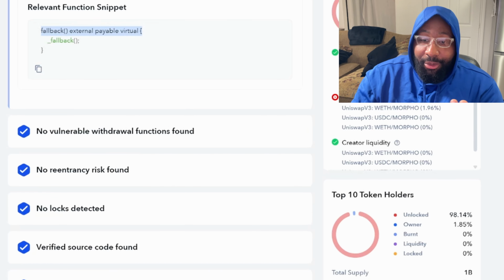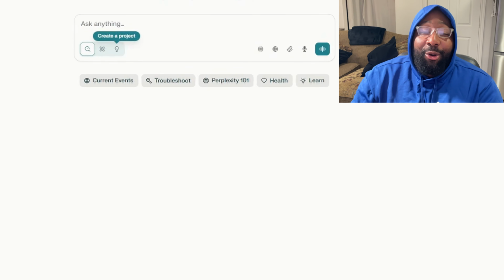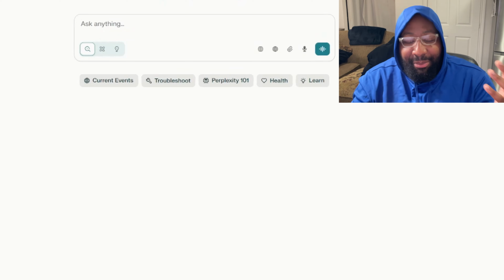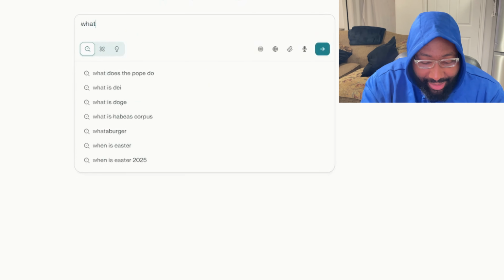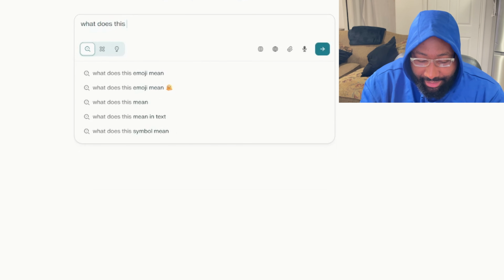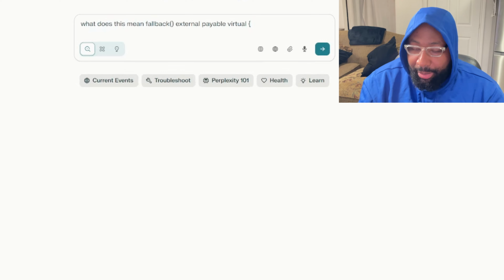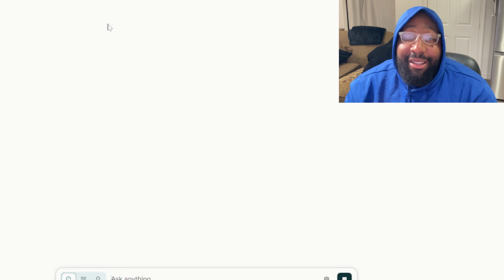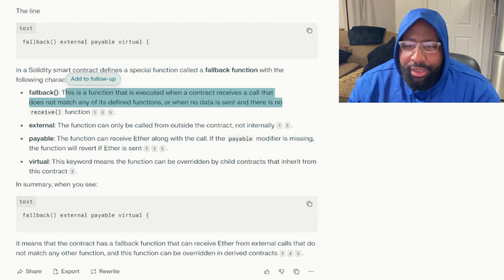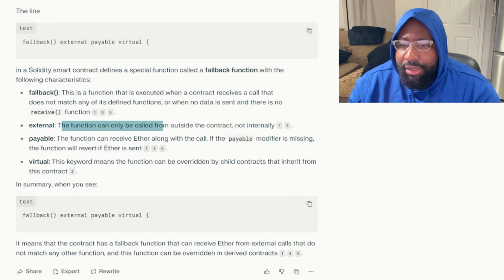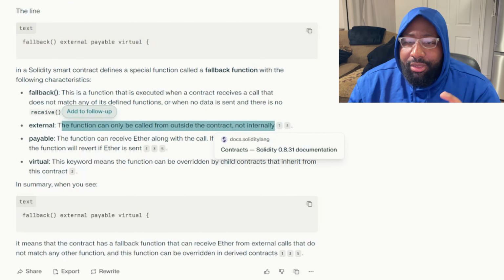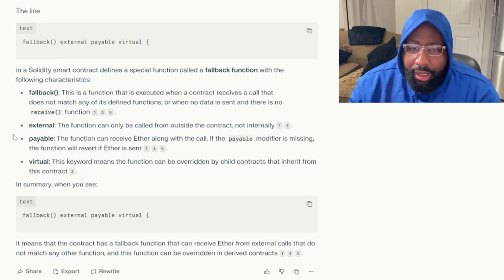I don't know how that works, but what we are going to do is copy it, and we're going to go into Perplexity and ask Perplexity what that means. So what does this mean? And we're going to control paste. And it's going to tell us what this means because I don't know. So pretty much the function can only be called from outside the contract, not internally. So that is actually a good thing. So it's nothing to do with the internal of the contract, okay?